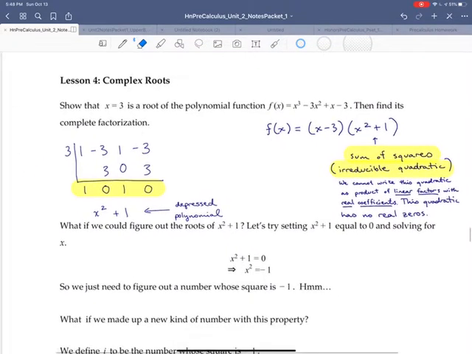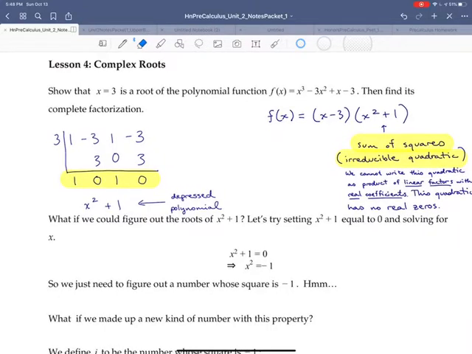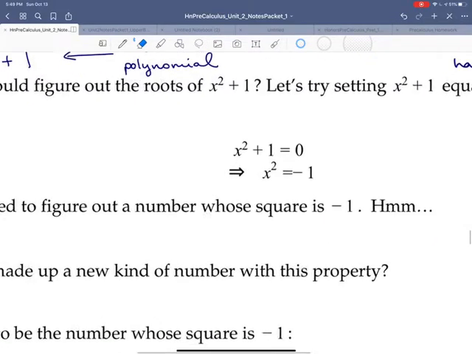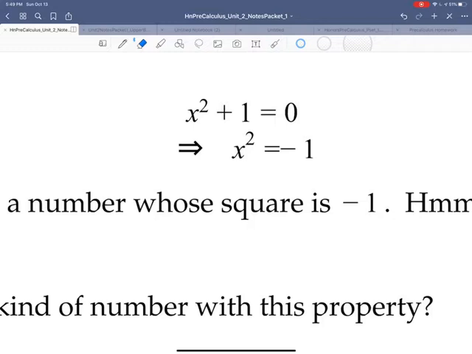Well, what if we could figure out the roots of x squared plus 1? Let's just try setting x squared plus 1 equal to 0 and solving for x. So if we say x squared plus 1 equals 0, and then we subtract 1 from both sides, we get x squared equals negative 1. So we need a number whose square is negative 1. Well, that's a problem because there's no real number that squares to give negative 1.